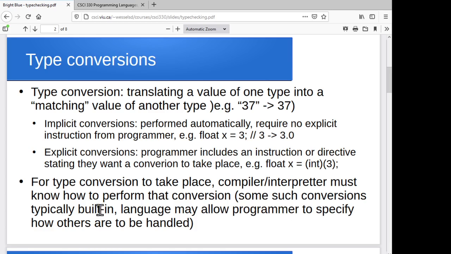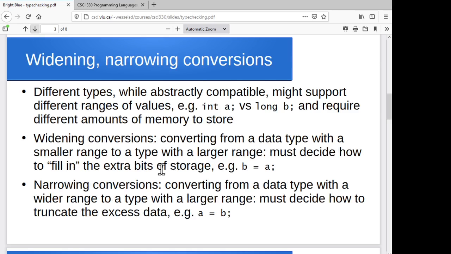So sometimes there's a set of built-in conversions that you can make use of, things like the int or float or whatever. And other times a language may allow the programmer to explicitly say, here's a chunk of code to convert a this to a that. Right? So depending on your language, you may or may not be able to do that. Now, we do have to be aware of the implications of these conversions.